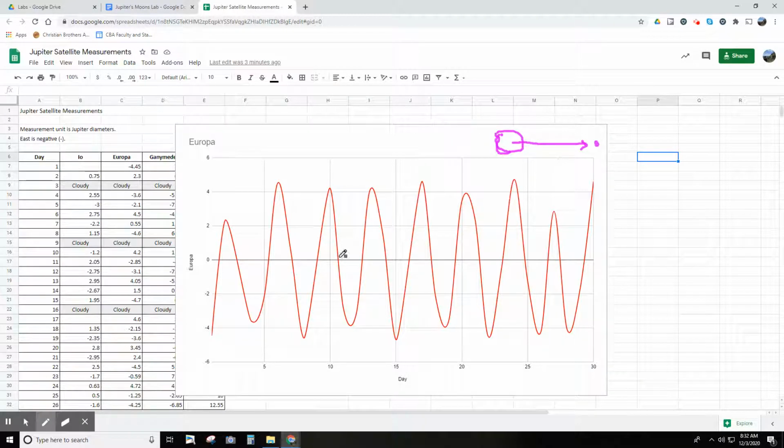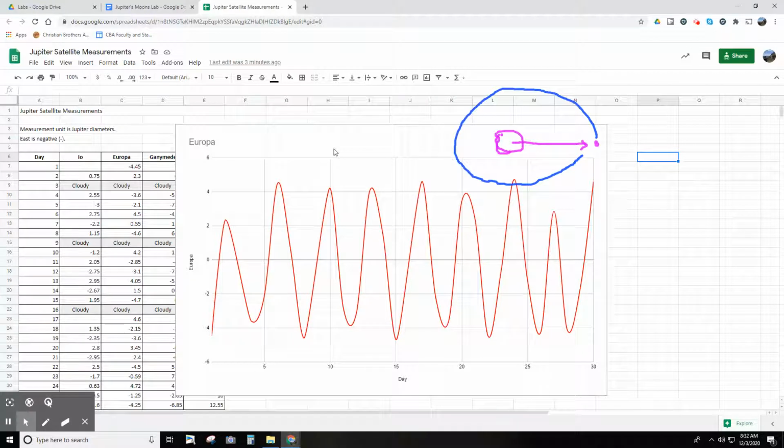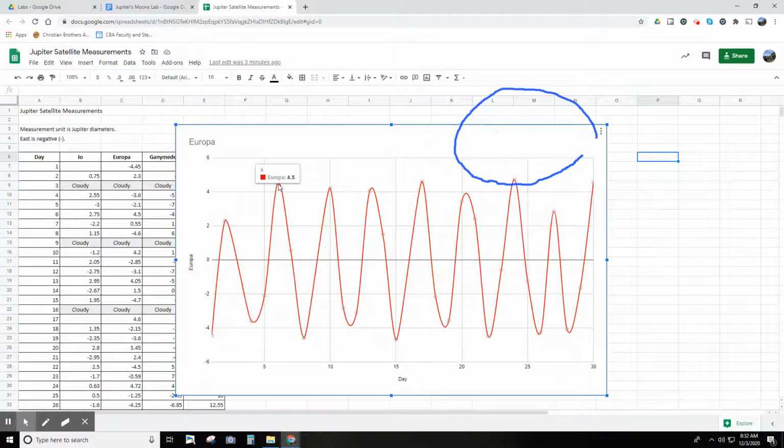So if you consider that this is going all the way around, here's Europa going around Jupiter like that. That is the radius of its orbit. So that's essentially what we're trying to figure out, the radius of its orbit. And if you look from here up to the peak, that's the amplitude, and it says 4.5.